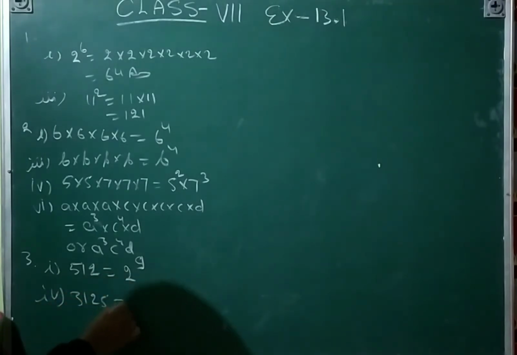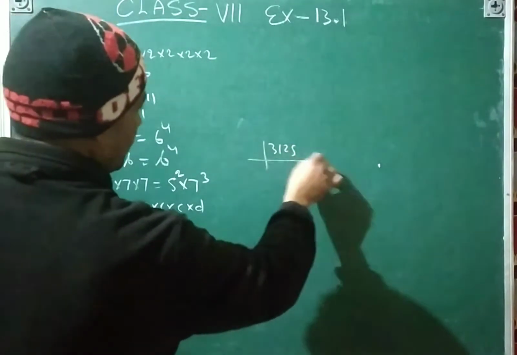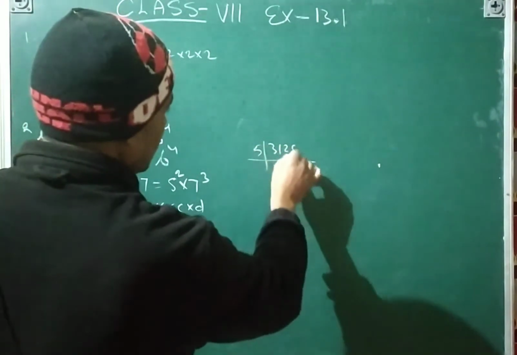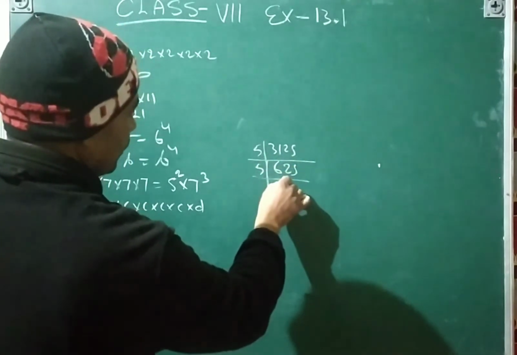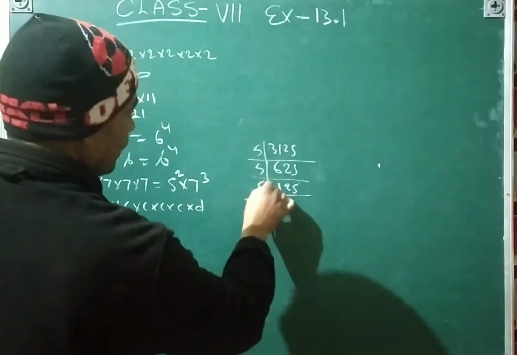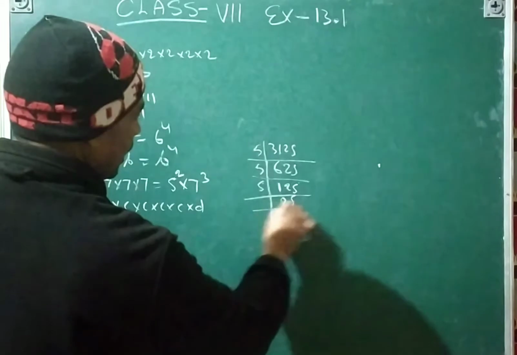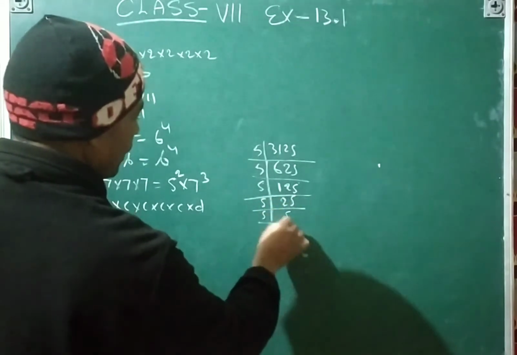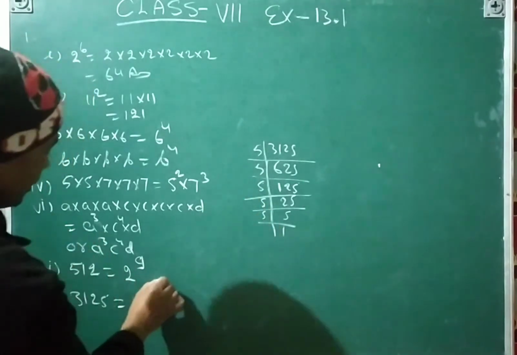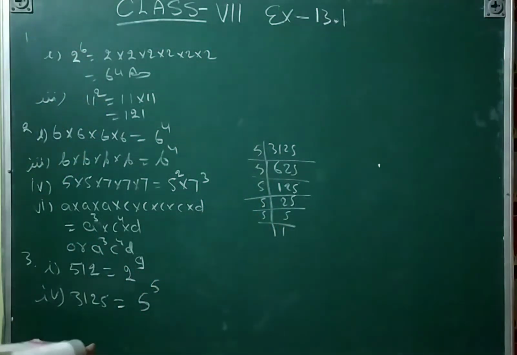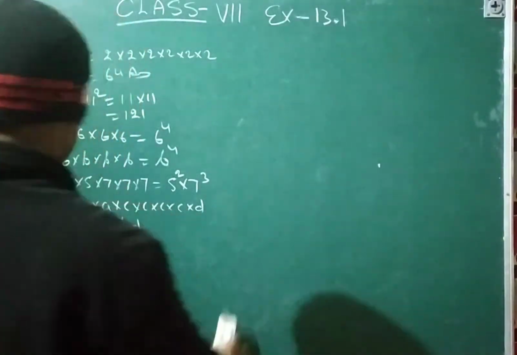3125 is equal to 5 times 625, 5 times 125, 5 times 25, 5 times 5, 5 times 1. So 5 has come 1, 2, 3, 4, 5 times, so we will place the power 5. Similarly you can do the second part and third part also.